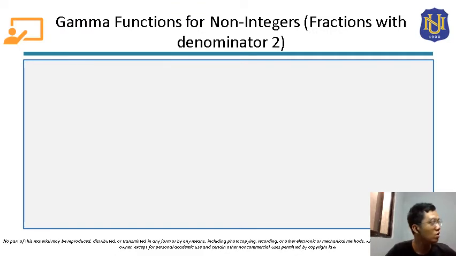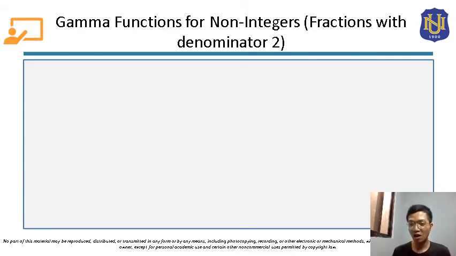Okay, so now we will proceed to the gamma functions for non-integers. The non-integers that we're going to talk about here are just fractions with denominator 2, so basically 1 half, 3 halves, 5 halves, 7 halves. We talked earlier about the gamma functions for positive integers, right? That is just for positive integers.